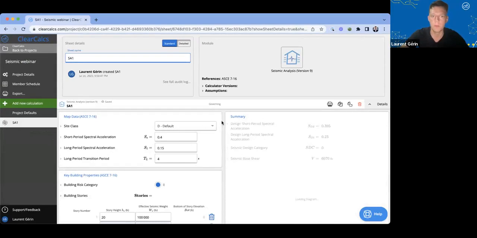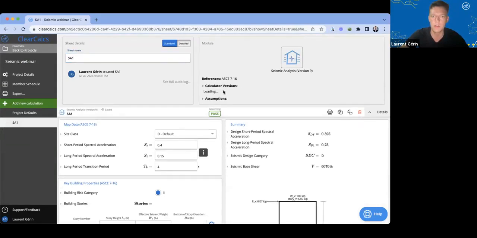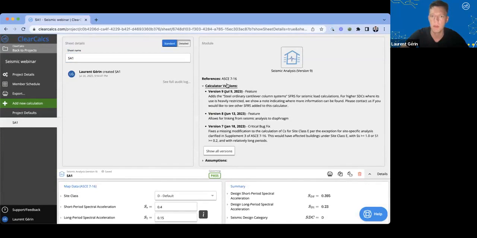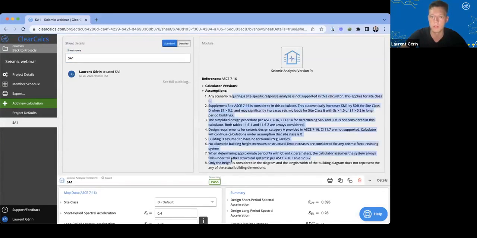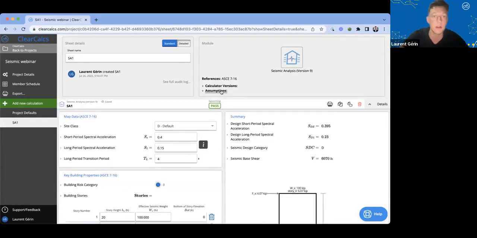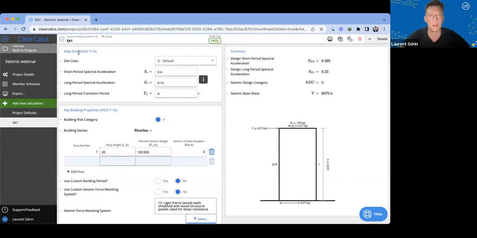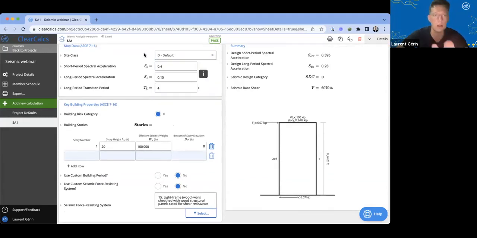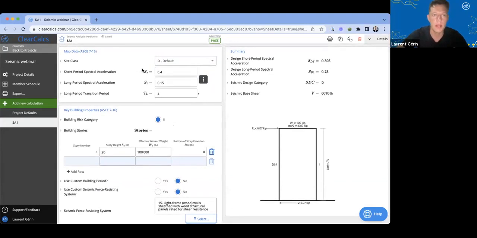Once this is done, you'll see I've got different versions of our calculator here, and you'll see also some assumptions. I'm not going to go through them right now, but I recommend that you take a look at them just to make sure that this corresponds to what you're doing. I'm going to close this now. And this is where we're going to start with the map data. For a small scale residential building like this, we're probably just going to assume a default site class. We could select class E or up to class A, but we're going to leave it as class D right now. Next are these three parameters, SS, S1, TL.